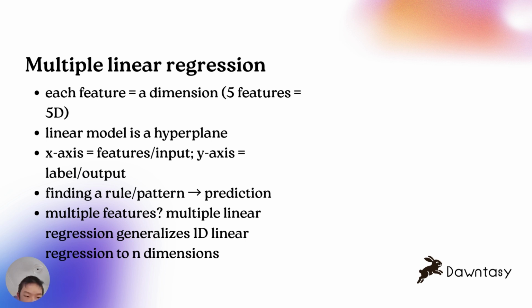Let's move on to multiple linear regression. Imagine each feature is graphically like a dimension, where 5 features, for instance, would be 5 dimensions, a 5D problem.